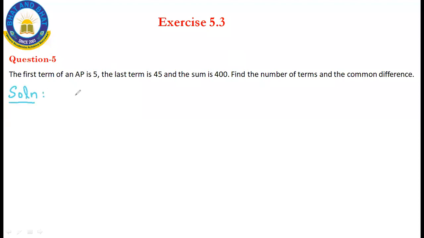The first term of an AP is 5. The last term is 45, and the sum is 400. Find the number of terms and the common difference.